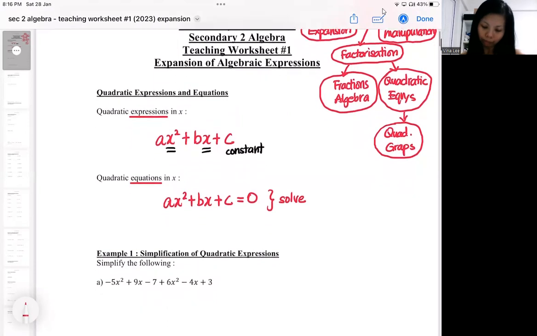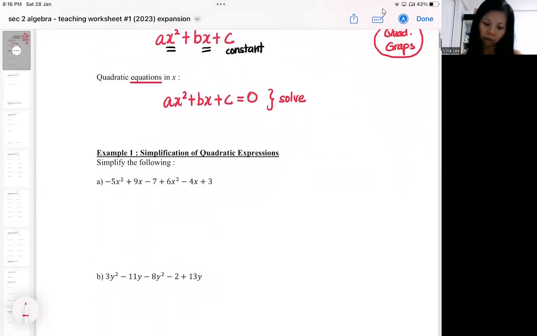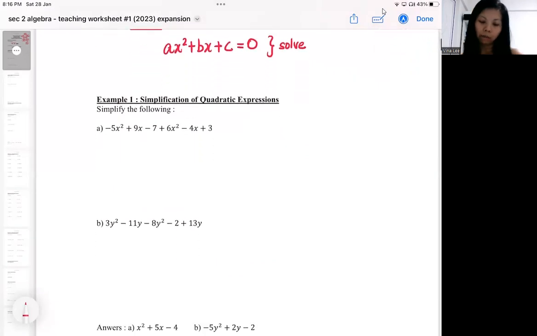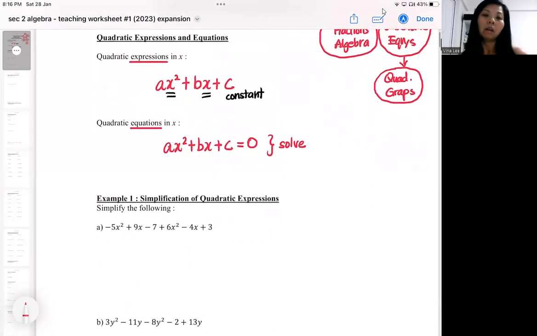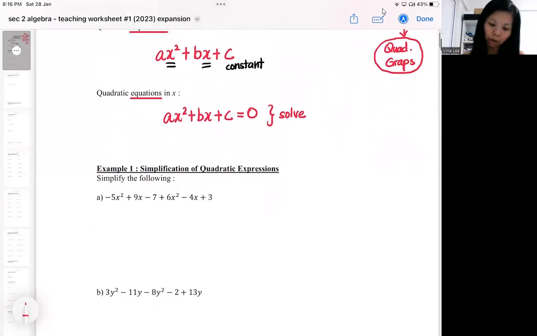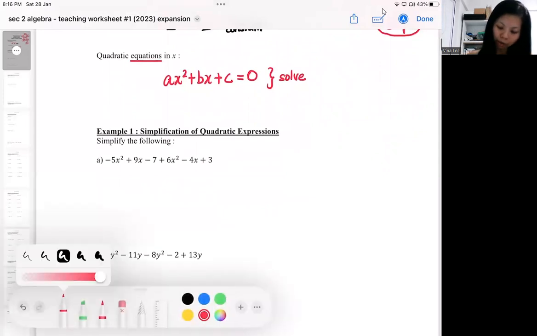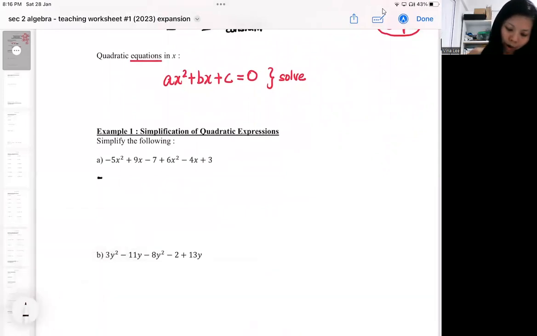For the expansion part, we'll start off with the simplification of quadratic expressions. A quadratic expression comprises x squared, x, and a constant. If you are going to simplify, of course, you simplify according to x squared. You group all the x squared together. You group all the x together. That is called simplifying. Then you also group the constant together.